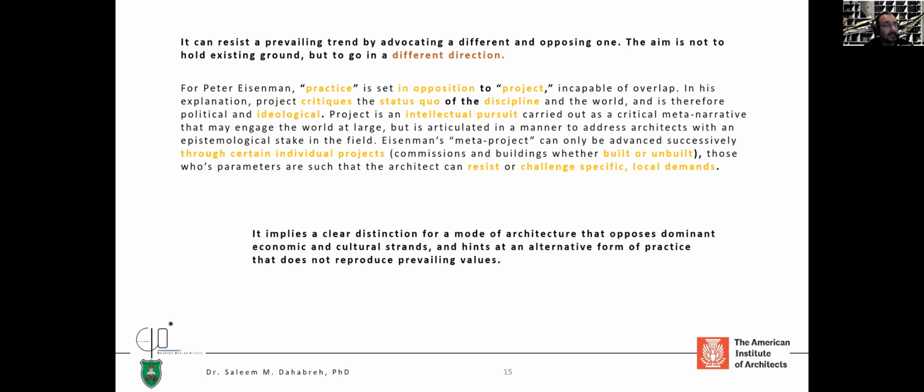So when we talk about resistance in architecture, it implies a clear distinction from a mode of architecture that opposes dominant economic and cultural stands and hints at an alternative form of practice that does not reproduce prevailing values. Critical architecture is our architecture of resistance. It is reflective and critical thinking.